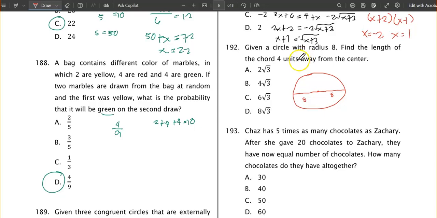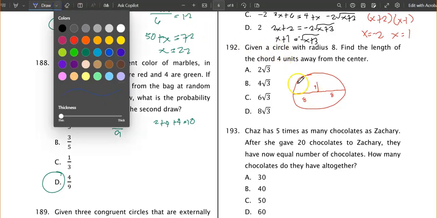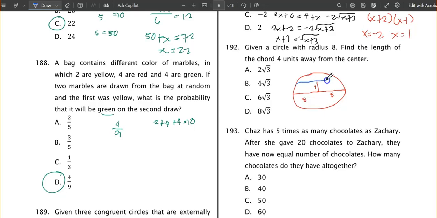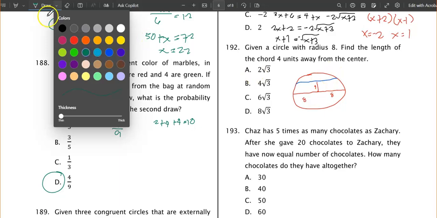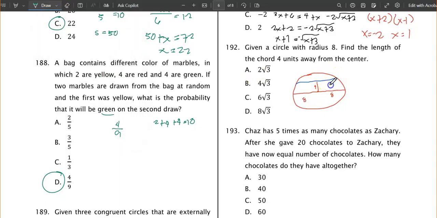And then we have here a chord that is 4 units away from the center. So this is our chord. This is 4 units away. And we're actually asked to find the length of that chord. Just assume that my circle is perfect. So to find the length of this one, we can make use of the idea of the isosceles triangle. Because again, there is a triangle, right?